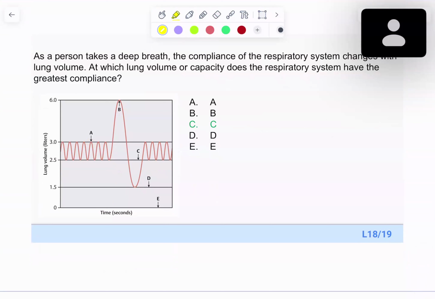And this is the tidal volume. B is the total vital capacity. This is the total lung volume here. C is after you've emptied your lung, normal exhale. D is the residual volume. And E is 0. You don't have any volume in your lung. Pay attention to the lung volumes here. And so the answer is C because this is the functional residual capacity.